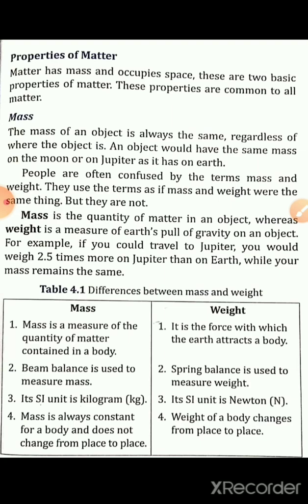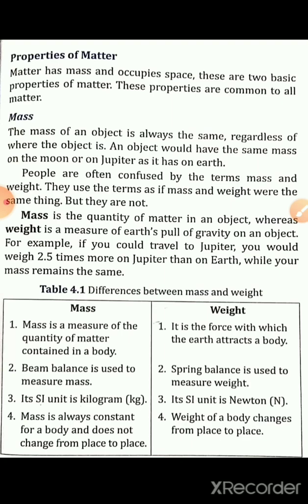And if there is mass, normally one word comes to our mind, that is weight. Weight is also the same thing we can say, but for science students, as we are studying something related to science, we have to know the difference between mass and weight. When we go to a shop and buy something, the shopkeeper first measures the quantity and gives us that material.